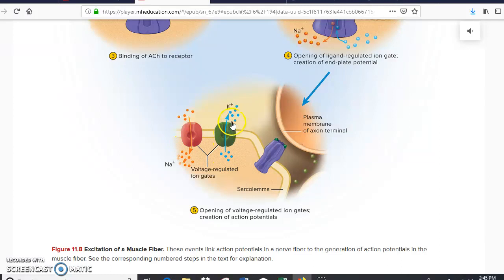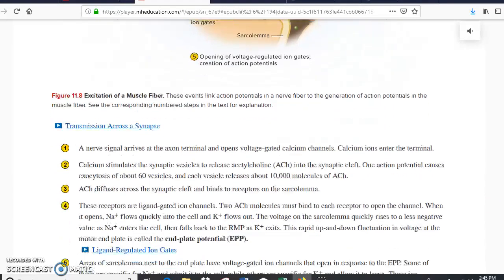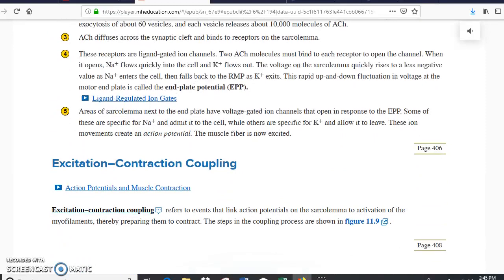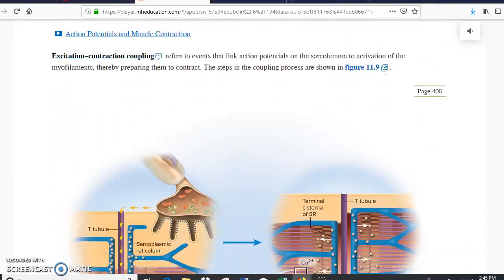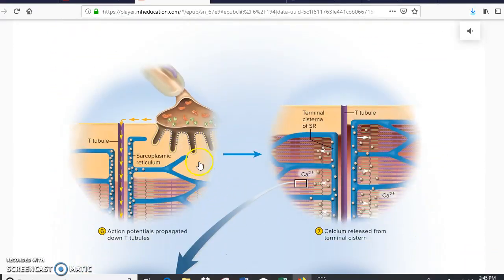Remember, also potassium goes out, but it's very minimal compared to the amount of sodium that goes in. So what happens when the sodium starts going inside the cell? The voltage inside your cell starts changing. We said it goes from negative into positive. So this positivity is transmitted right here inside the cell through the T tubules. These golden arrows are showing you the electrical activity, how it's being transferred inside the muscle cell.